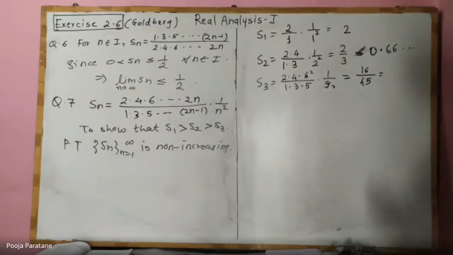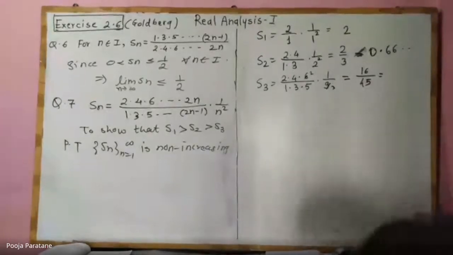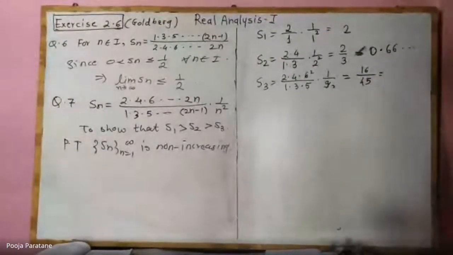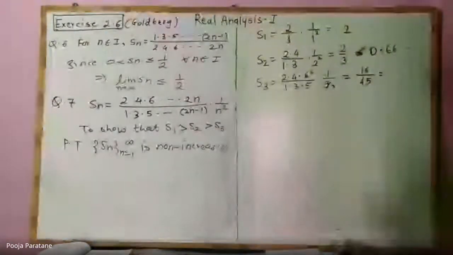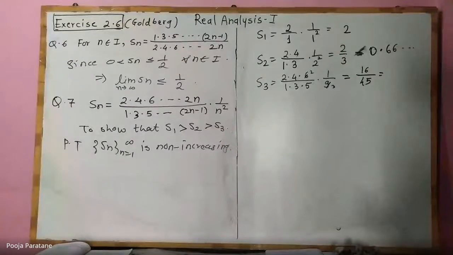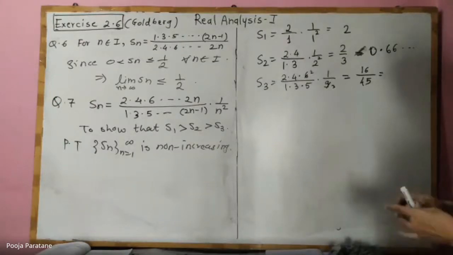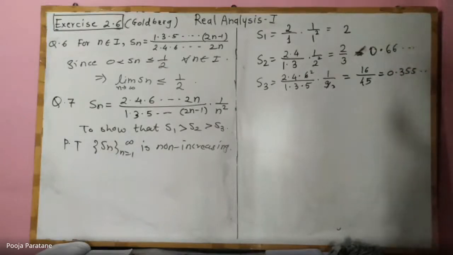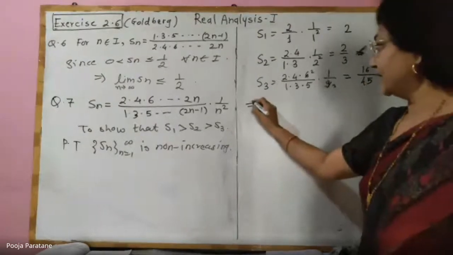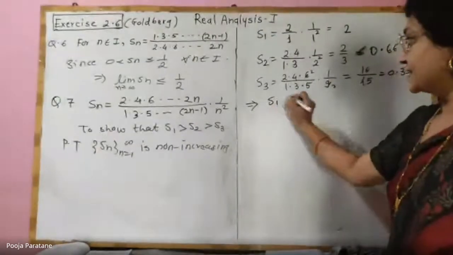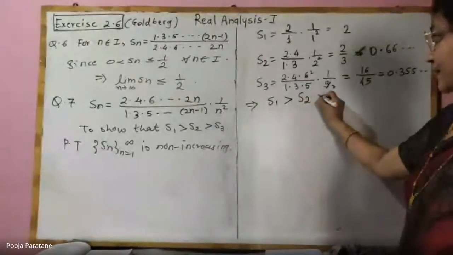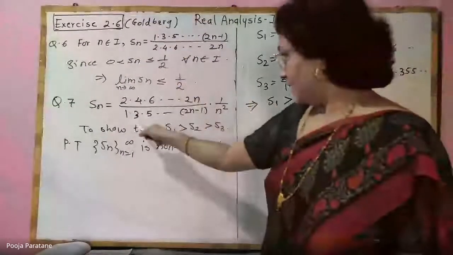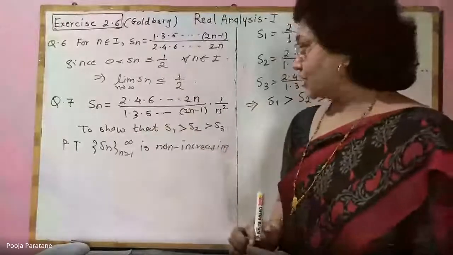Here also if we find this number, then this number is equal to, let me calculate it, 0.355 something. So we can see here that these numbers are decreasing. So S1 is the greater number. So this implies S1 is strictly greater than S2, which is strictly greater than S3. So this is the solution of this first question.